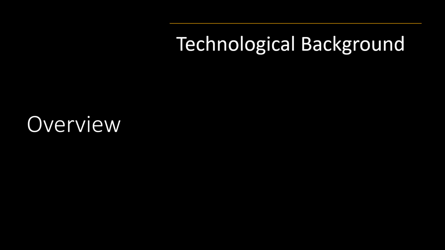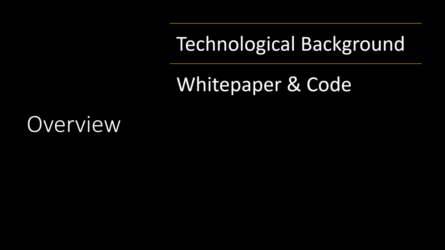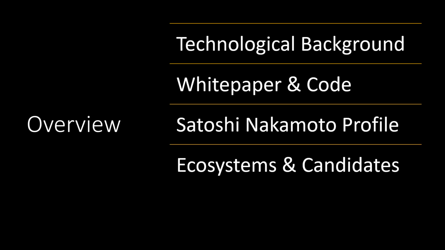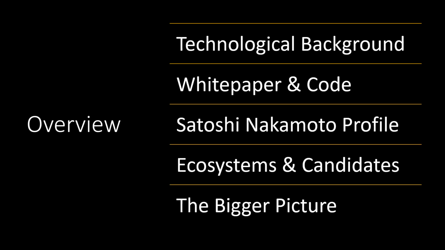Well, we looked at different potential cues towards the identity of Satoshi Nakamoto, and for this we took a look at Bitcoin's technological background, potential traces in the Bitcoin white paper and codebase. Based on this information, we drafted a likely profile of Satoshi Nakamoto, investigated ecosystems and candidates, and this chapter is about what I refer to as the bigger picture.